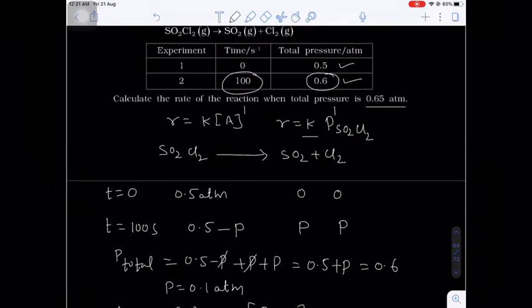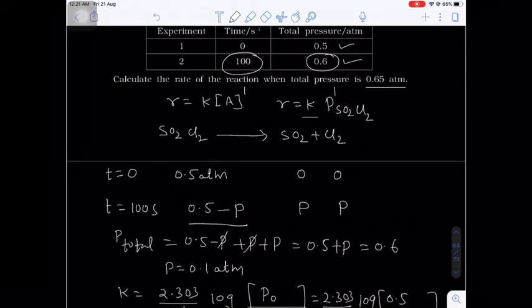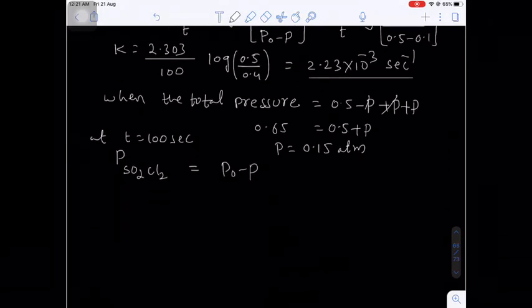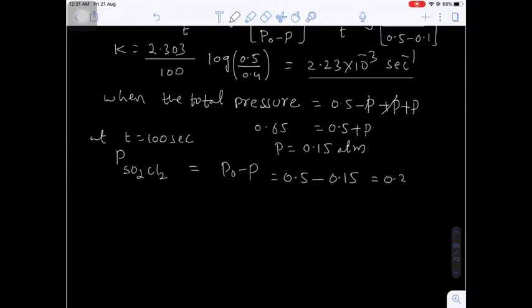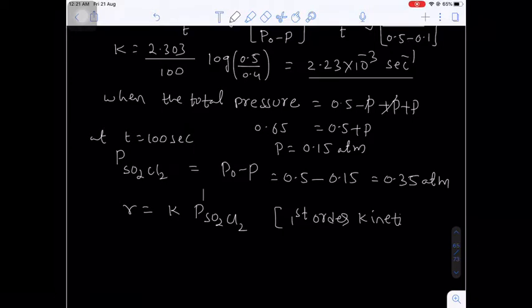What is the P0 here? 0.5, minus the P value 0.15. 0.5 minus 0.15, you will get 0.35 atm. So this is the partial pressure of SO2Cl2 at 100 seconds. Now what is the rate expression? R is equal to K into partial pressure of SO2Cl2 to the power 1. Why am I writing the power 1 here? Because it corresponds to first order kinetics.